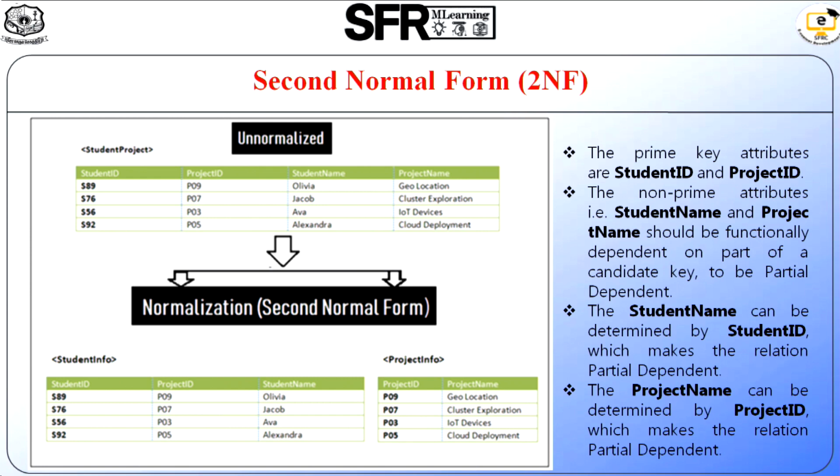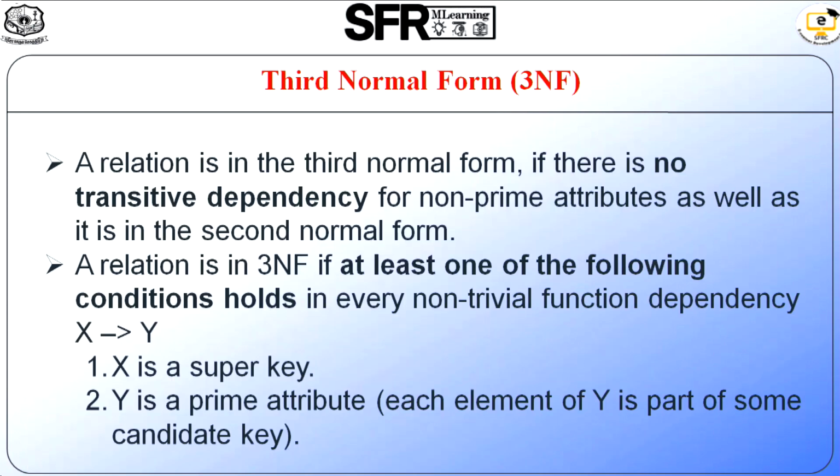And next, third normal form. In third normal form, if there is any transitive dependency in the relation, it violates the rule of third normal form. For example, if the functional dependency is x determines y, then x must be a super key or y must be a prime attribute. We already know that a prime attribute is an attribute that is part of the candidate key. So see the example.